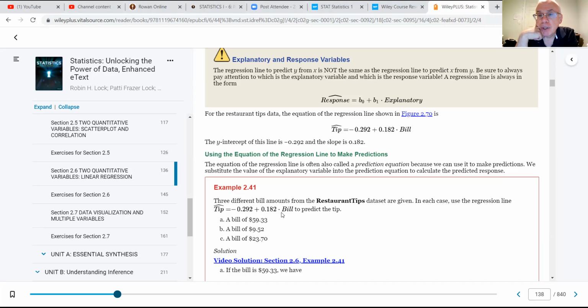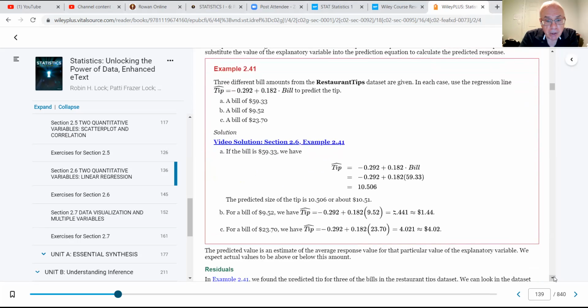Whatever that tip value is, that point will fall right on that line. This is something you learned in algebra: if you put an x into an equation and you get your y, that xy point is on that line, or on that curve, whatever we're looking at. Same thing with the bill of $9.52. We plug it into the equation, multiply 9.52 by 0.182, add negative 0.292, and we get our answer.